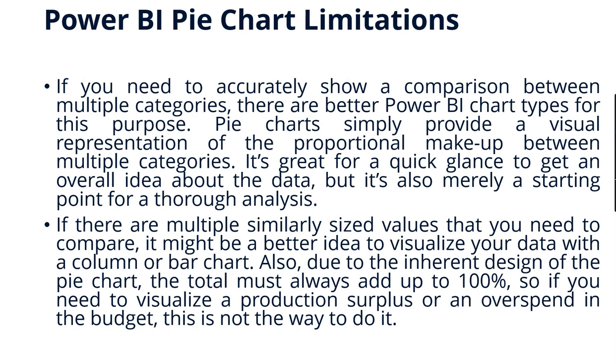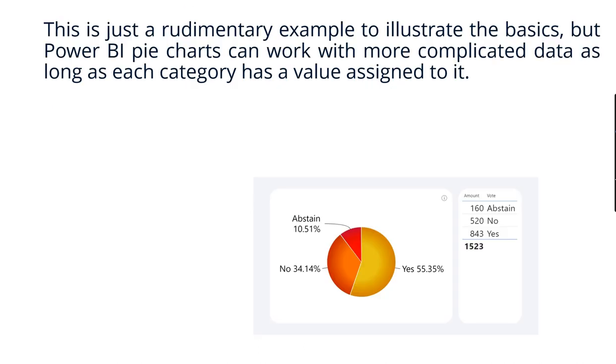If there are multiple similarly sized values that you need to compare, it might be a better idea to visualize your data with a column or bar chart, because due to the inherent design of the pie chart, the total must always add up to 100%. If you need to visualize a production surplus or an overspend in the budget, this is not the way to do it. And with a pie chart, we cannot extract exact, accurate information.